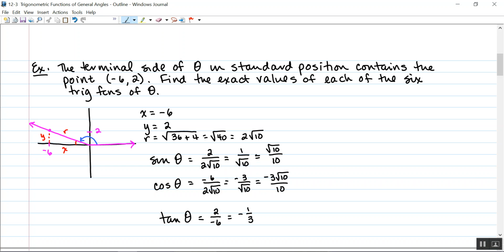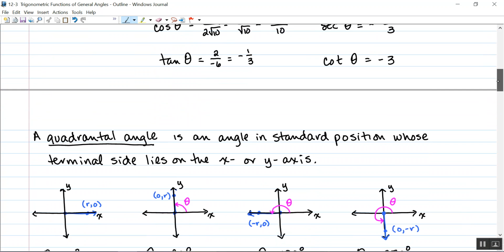Okay, that's using my SOHCAHTOA. Now let's do the reciprocals of those. The reciprocal of sine is going to be cosecant. So cosecant of theta, let's go ahead and flip this one here, which is going to be square root of 10 over 1, or just square root of 10. The reciprocal of cosine is secant. Let's flip this one here, so that's going to give me negative square root of 10 over 3, and cotangent of theta, the reciprocal of -1/3, is -3. Easiest way to do this type of problem is to draw a little bit of a sketch.